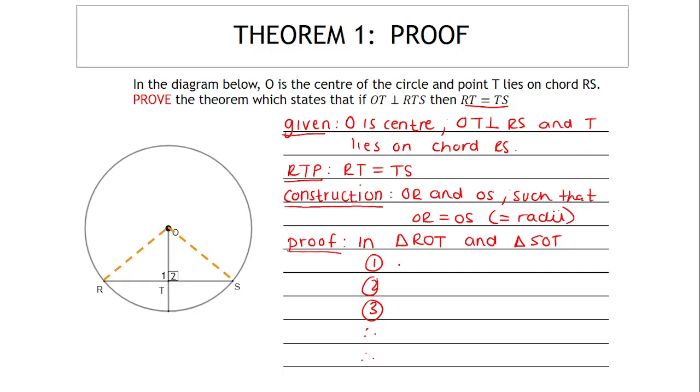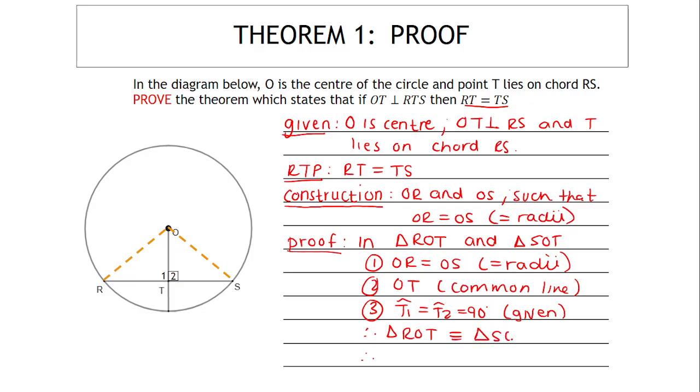Okay, the first thing that I'm going to state is my construction, because that was the first visual thing that I saw. So RO is equal to OS, that's equal radii. And then I've got OT, that's a common line. And then I've also got T1 is equal to T2, that's equal to 90. This was given. So therefore, my conclusion is triangle ROT is congruent to triangle SOT, and I'm going to use RHS.